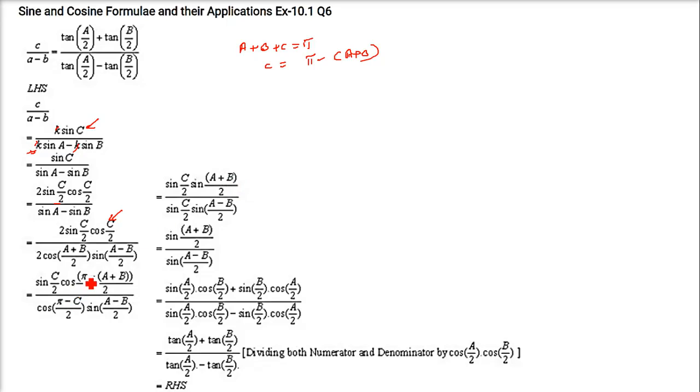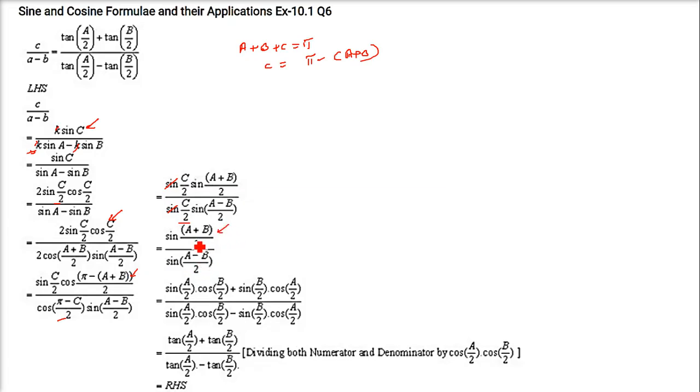So this will ultimately be sin((A + B)/2). See, this is cos(90 − theta), where theta is (A + B)/2, pi/2 − (A + B)/2. So cos(90 − theta) is sin theta, so it will be sin((A + B)/2). Similarly, in the denominator, you have cos((A + B)/2). You can write A + B as pi − C, so pi − C by 2, you get cos(pi/2 − C/2). So cos(90 − theta) is sin theta, so sin C/2. This has been written as sin C/2, this as sin((A + B)/2). Now this gets cancelled, so you have sin((A + B)/2) and sin((A − B)/2).